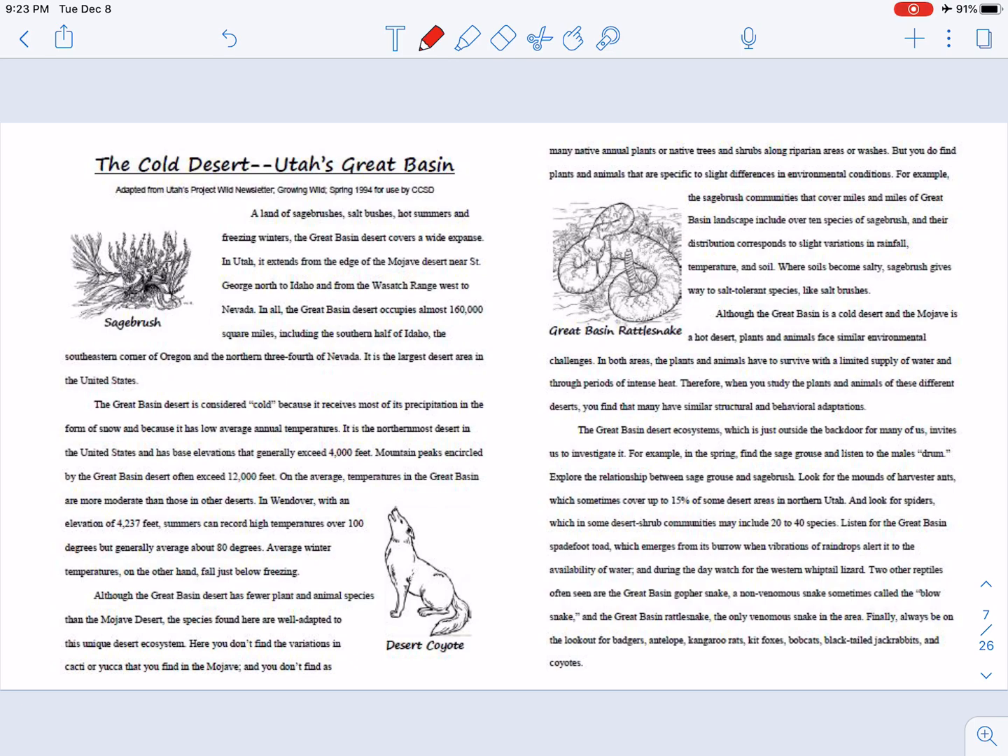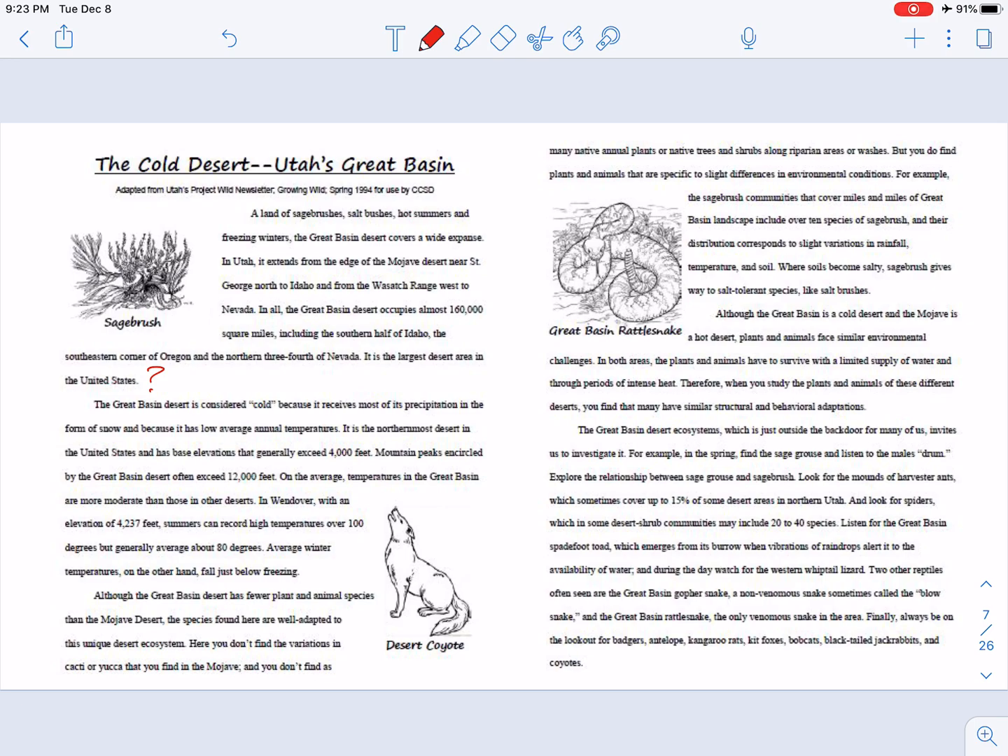In all, the Great Basin Desert occupies almost 160,000 square miles, including the southern half of Idaho, the southeastern corner of Oregon, and the northern three-fourths of Nevada. It is the largest desert area in the United States. I'm going to put a question mark right there. We'll talk about it later.